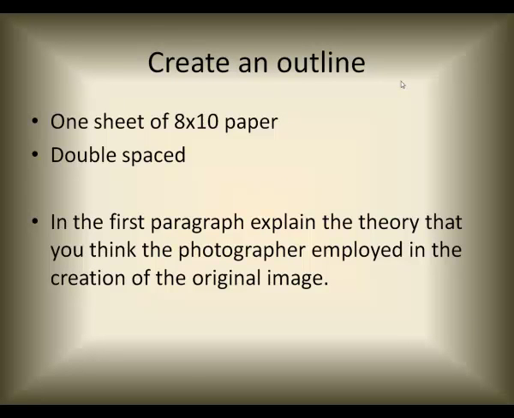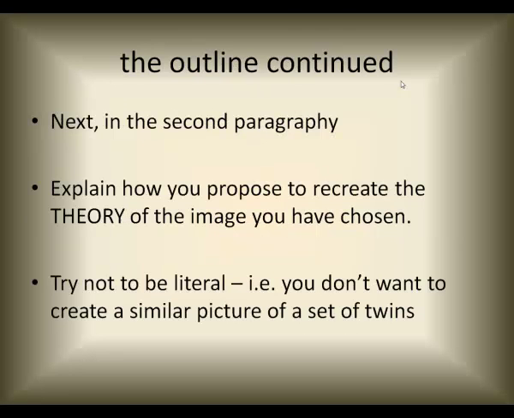Your outline then is a single sheet of paper, 220 words, double-spaced. In your first paragraph, I want you to explain the theory you think the photographer used to create the photo. Move on to the second paragraph. In this paragraph, you're going to explain how you are going to recreate the theory of the image you have chosen. You are not going to recreate the content.